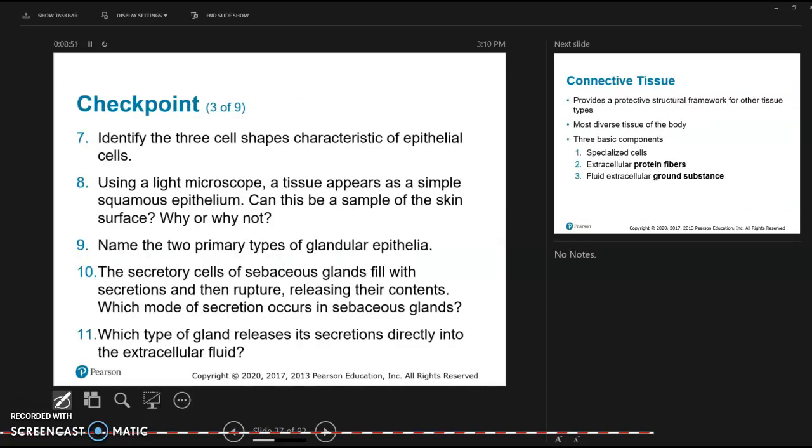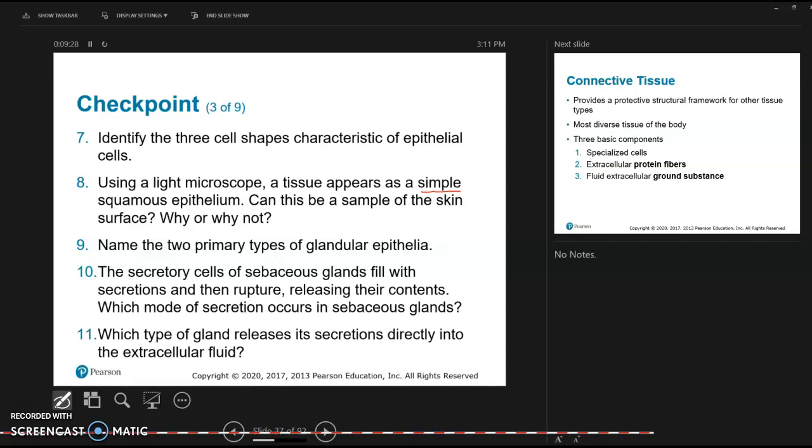All right, number 7, identify the 3 cell shapes characteristic of epithelial cells. And that's going to be squamous, cuboidal, and columnar. Number 8, using a light microscope, a tissue appears as a simple squamous epithelium. Can this be a sample of the skin surface? Why or why not? And the answer is no, because the skin is not simple squamous, it's stratified squamous. Number 9, name the 2 primary types of glandular epithelia, and that would be exocrine and endocrine.